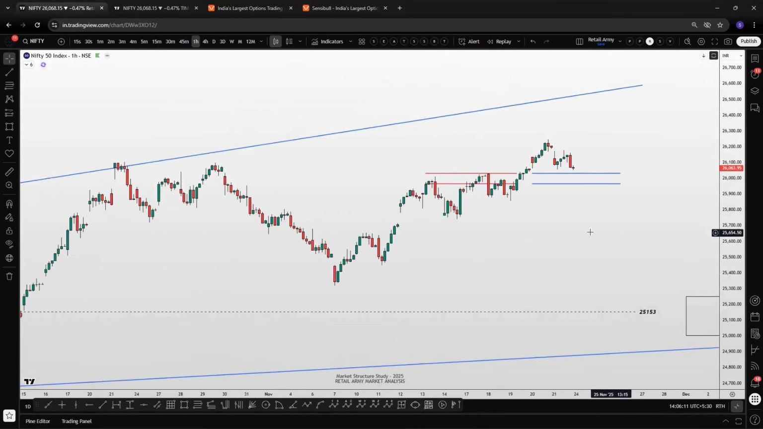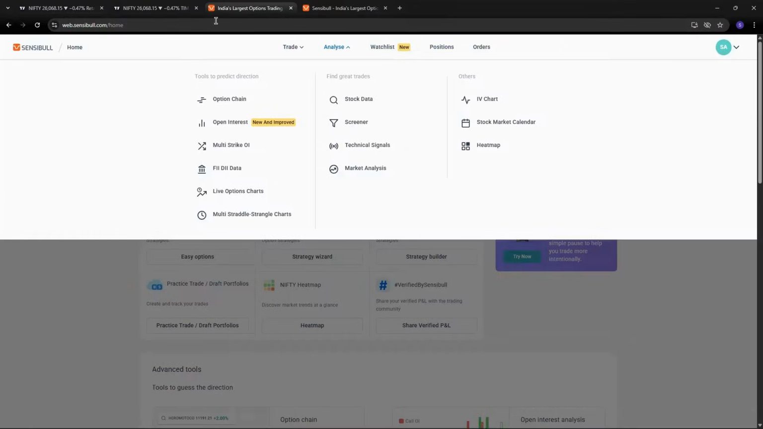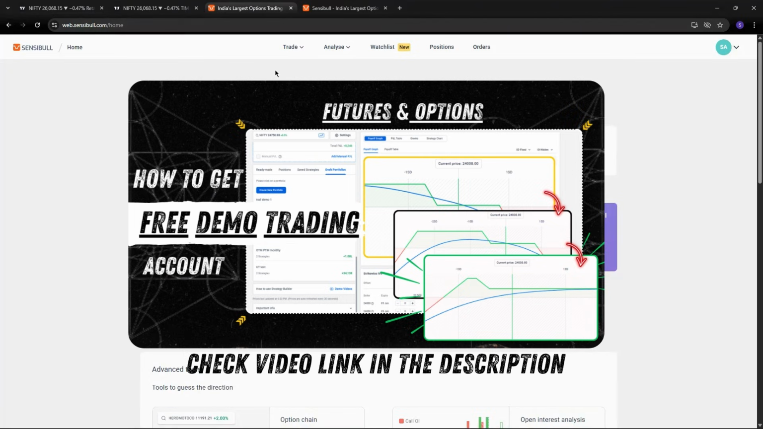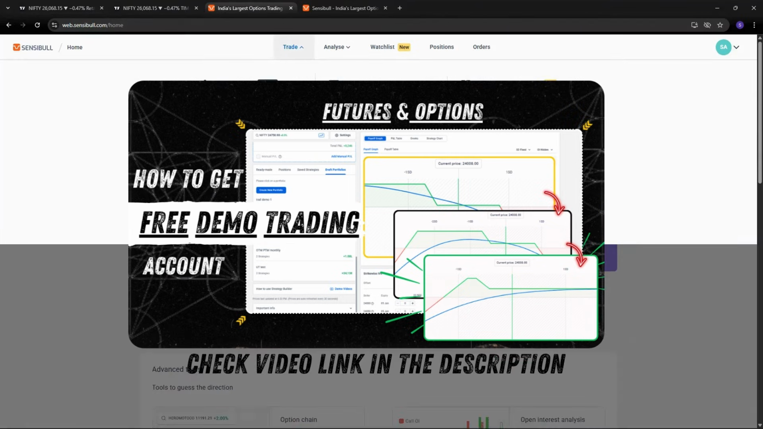Now, the first thing you need are tools. You need some certain tools to analyze the OI. Here, we are using Sensible. Again, this is not a paid advertisement or something. This is what I use, that's why I'm sharing this. If you don't know how to use this, if you have never heard about it, if you want a free account, just check the previous video. I have shared one of the videos where you can create a free demo account.